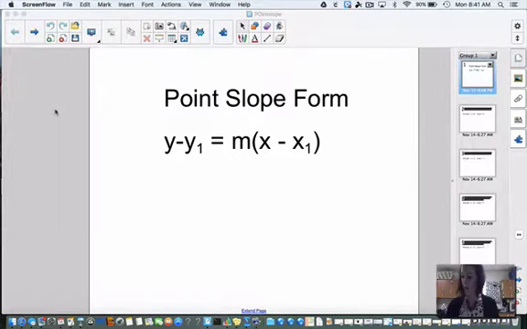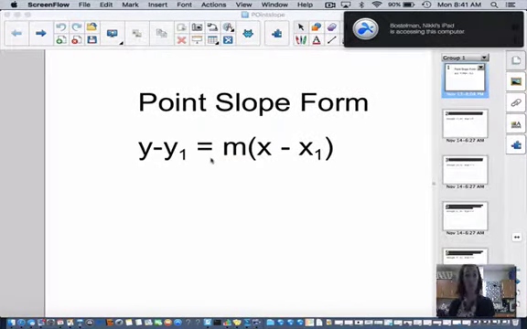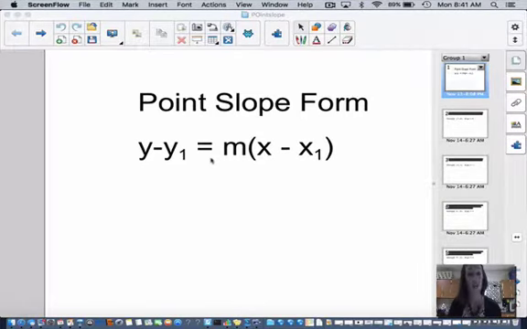This is the podcast for turning equations into point-slope form. Okay, so for point-slope form, it's y minus y1 equals m times x minus x1, where x1 and y1 are just a point that they give you, or a point that is on the line.